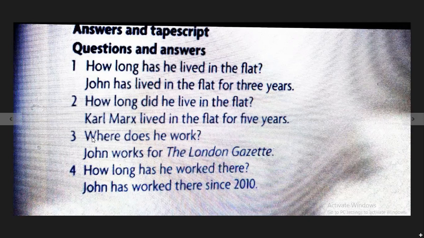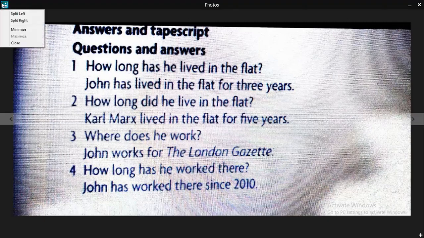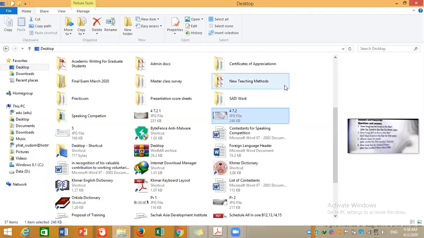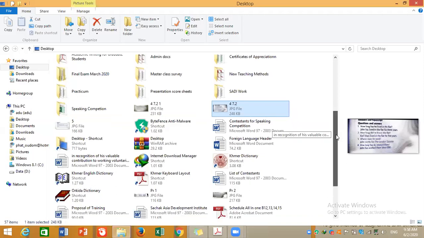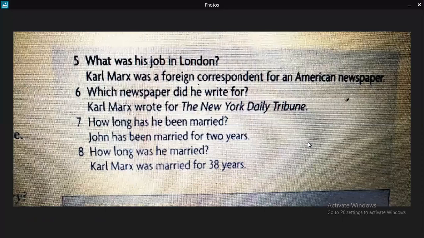3. Where does he work? John works for the London Gazette. 4. How long has he worked there? John has worked there since 2010. Let's continue to another answer.